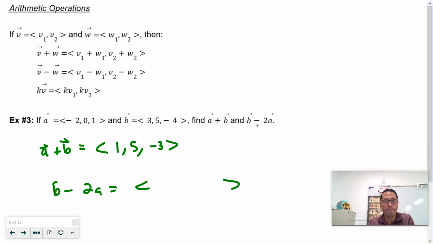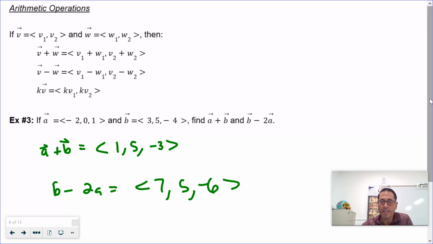So that would be a 3 and a negative 4. 3, and it's a minus, right? And we're going to multiply by 2, so that would give me a 7. That would be the b, which is 5 minus 0, which would be 5. And then it would be negative 4 minus 2, which would be negative 6. Boom. All right. Make sure you come in for extra help if you guys need it.